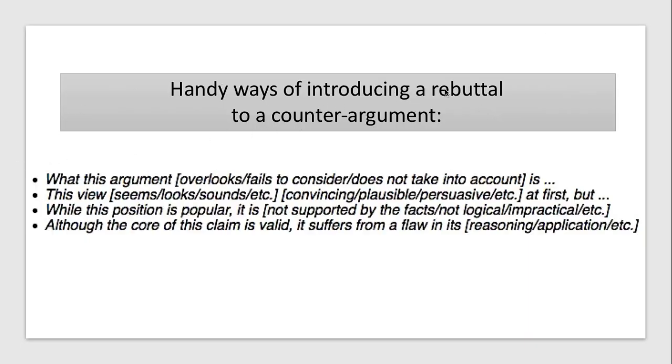Now here are some handy ways of introducing the rebuttal, the refutation to the counter-argument. What this argument fails to consider is, does not take into account is, overlooks is. This is a nice one. This view seems convincing, plausible, persuasive at first, but, and again, here is where you argue against the counter-argument. While this position is popular, it is not supported by the facts, logical, it is impractical.